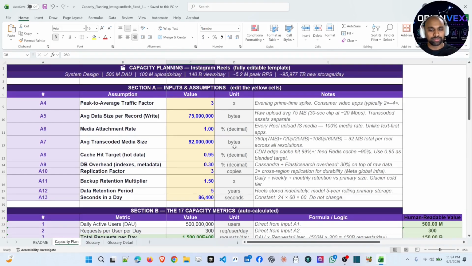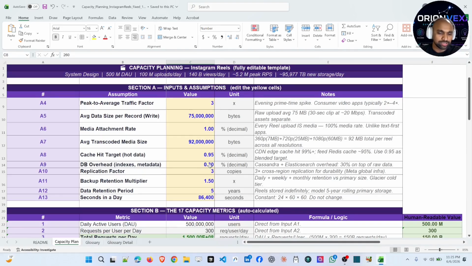When we convert that into MB, that is 92 MB. We are converting into 3 transcoded versions, that is 360, 720, and 1080 pixels. And cache hit, we are considering around 0.95: CDN edge caches 99% plus, feed Redis cache is around 95%, so 0.95 is the blended target.